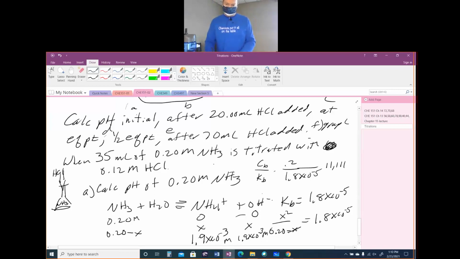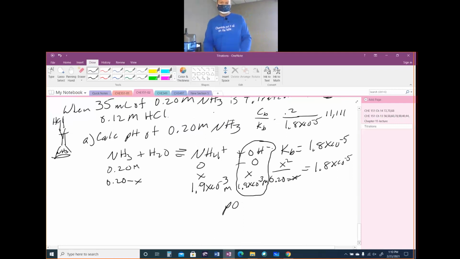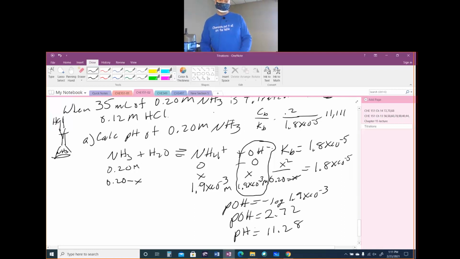All right, so then you have to recognize that that number is your concentration of OH minus. And so now we're going to get a pOH and then convert that to a pH. So your pOH is equal to the negative log of 1.9 times 10 to the minus 3, and that is a 2.72. And then you subtract from 14 to get your pH of 11.28. So your weak base has a pH of 11.28.